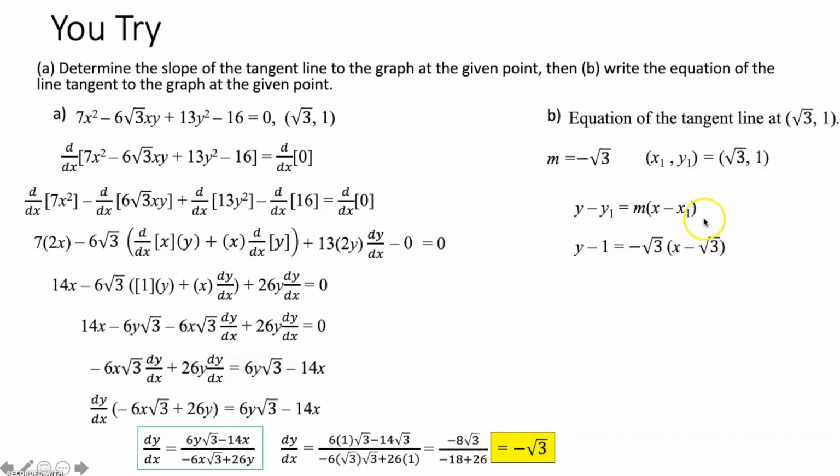I can then leave it like this in point-slope form. That is the equation of the tangent line. Or you could put it into slope-intercept form, which involves distributing this negative rad 3 here and here, and then adding 1 to both sides.